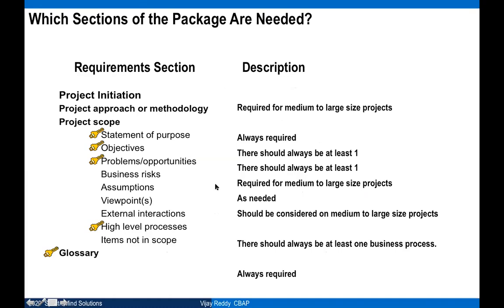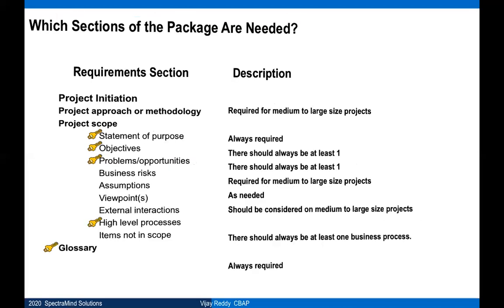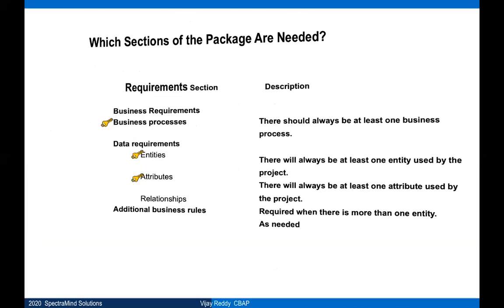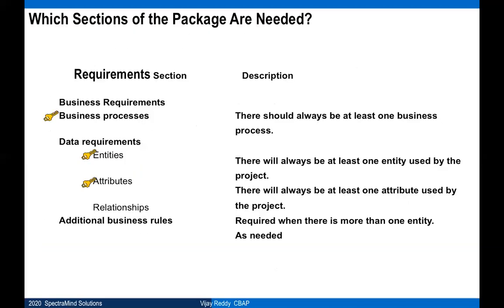This is from the first document, like vision and scope document. Before starting the project, this you're going to prepare. Then you come up with business requirements documents. For every business requirement document, there should be at least one business process, at least one entity and attributes part of it.